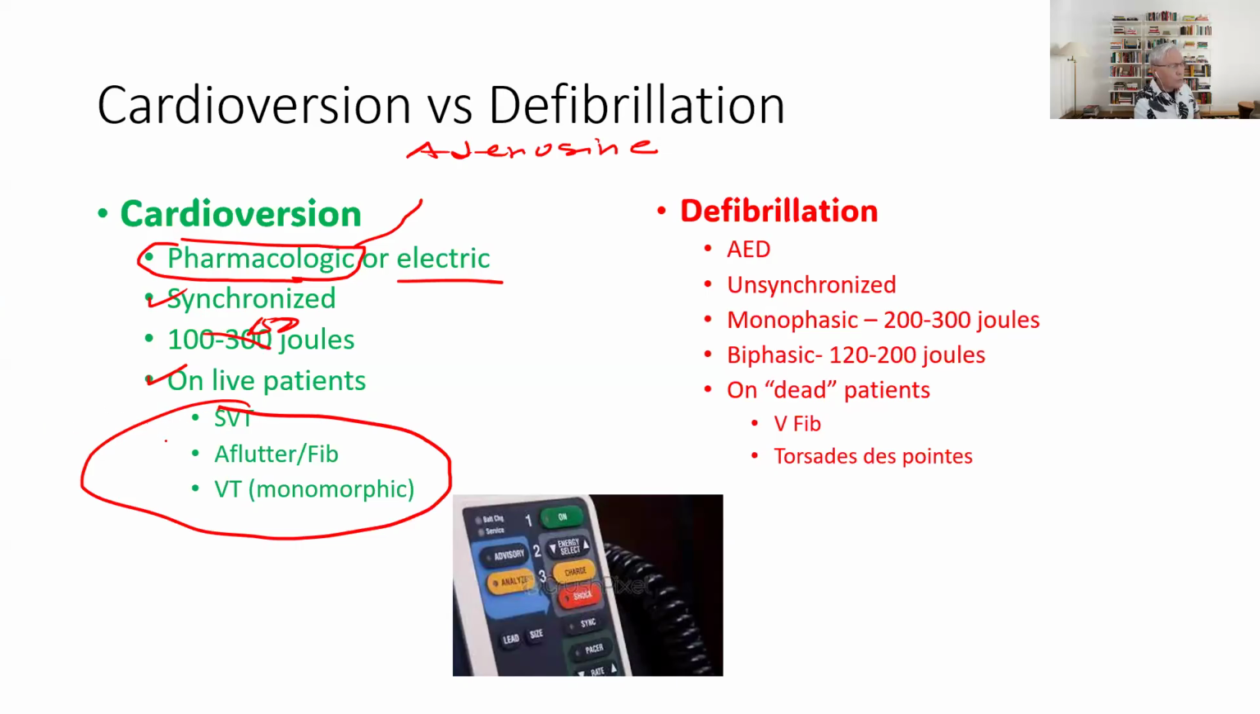You don't need to remember these. But defibrillation might include the application of an AED. It's unsynchronized. We could give as much as 200 to 300 joules on dead patients, and therefore this would include these particular arrhythmias. Okay.